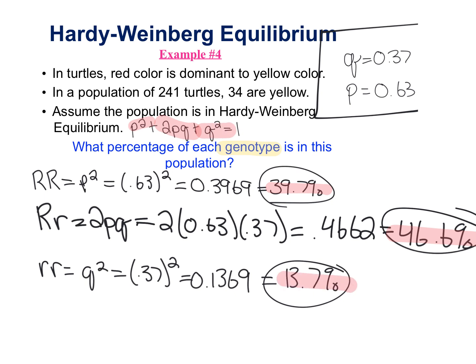So these numbers, our p squared, our 2pq, and our q squared, are representing the percentage of each genotype in the population. So we know that big R big R is 39% of the time, big R little r is 46% of the time, and then our little r little r homozygous recessive is 13% of the population.